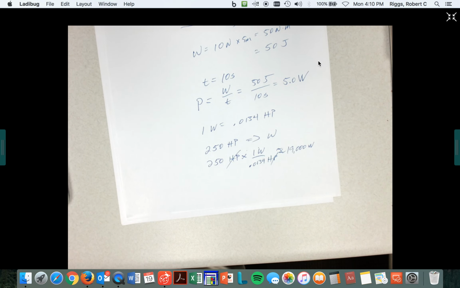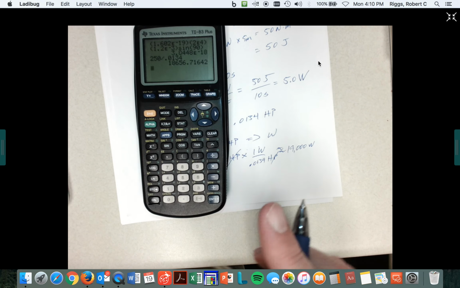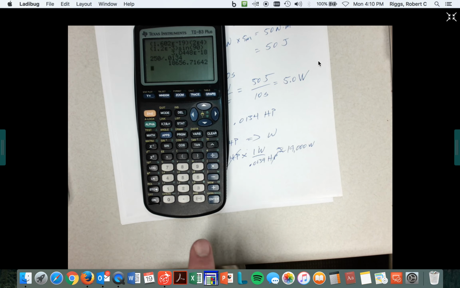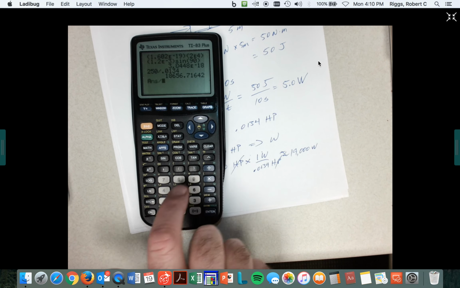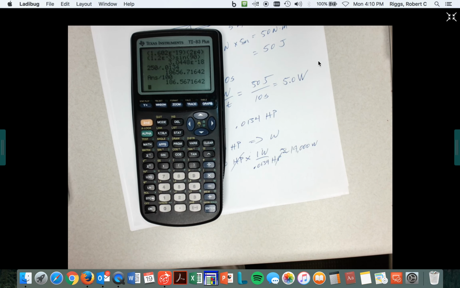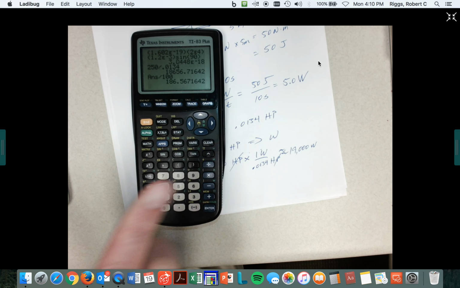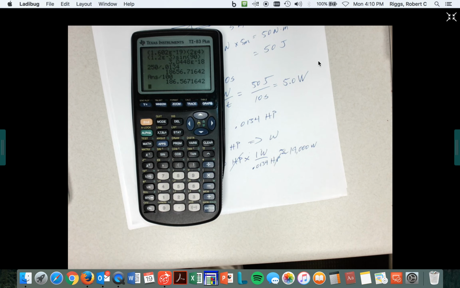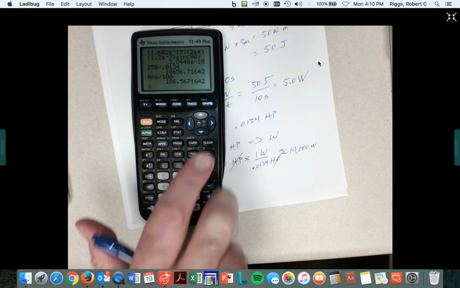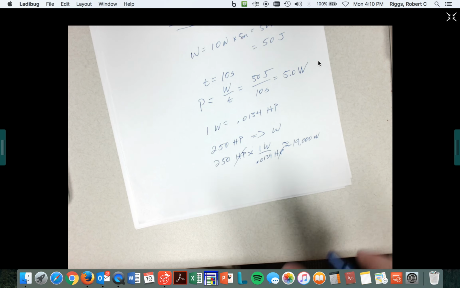Oh, so this is kind of interesting. Now I'm really going off. So that would be divided by 100. A souped up Camaro with 250 horsepower is burning about 186 100-watt light bulbs. All right. That's how much power it's doing. Just wanted to do those few calculations for you.